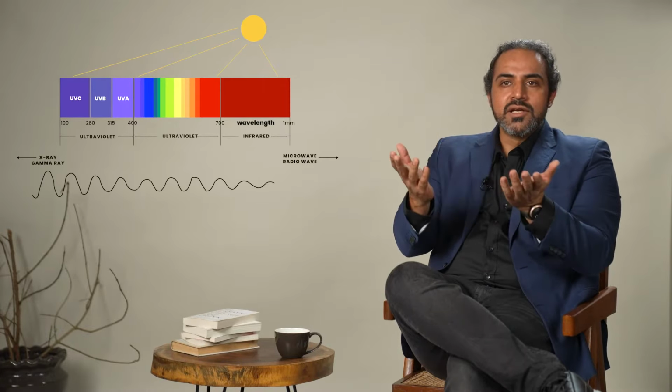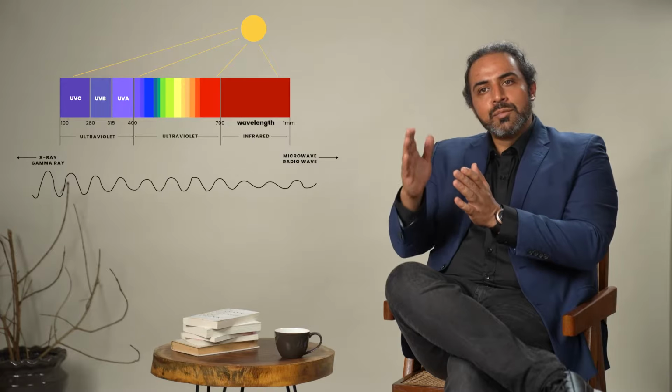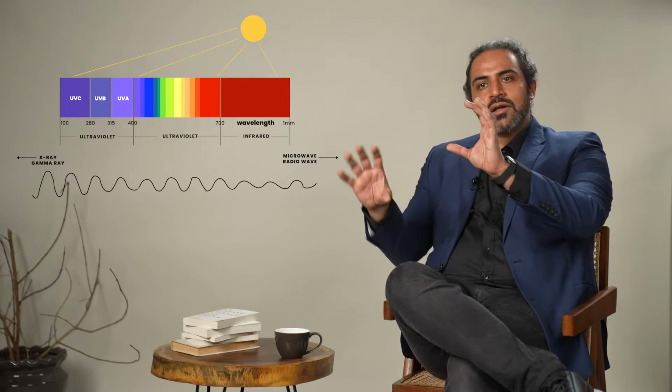So the difference between blue light, which is in the visible light spectrum, you can see it, right? Versus infrared, which is below red. So blue is here, infrared is here. Infrared is a longer wavelength than blue.